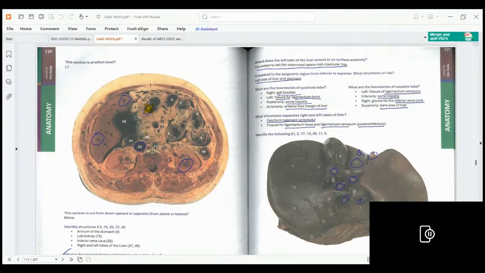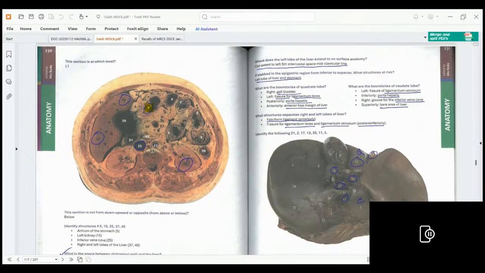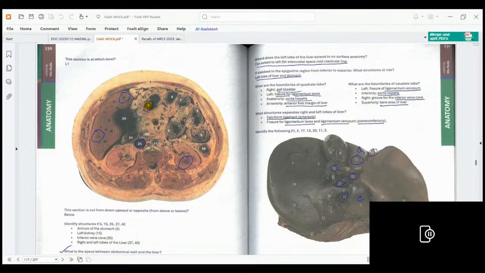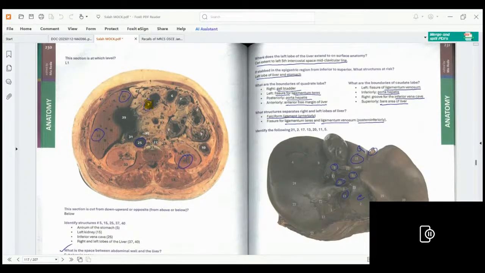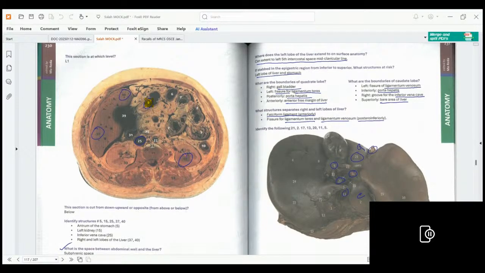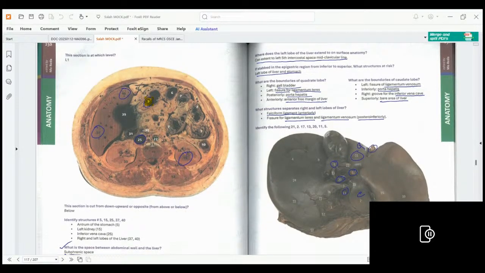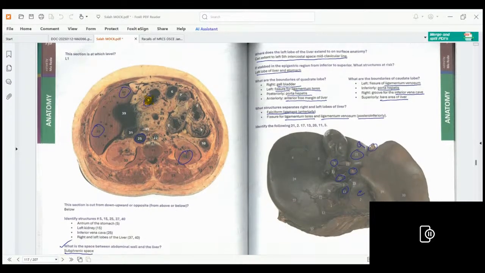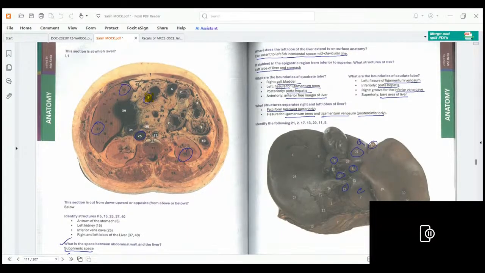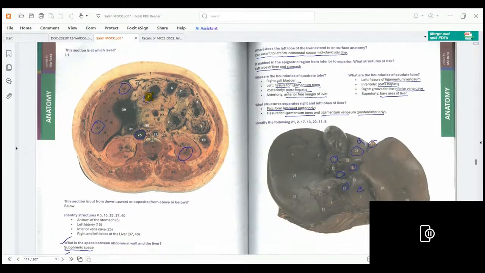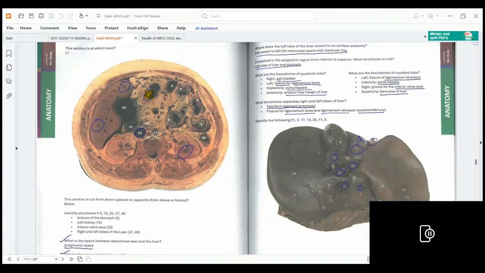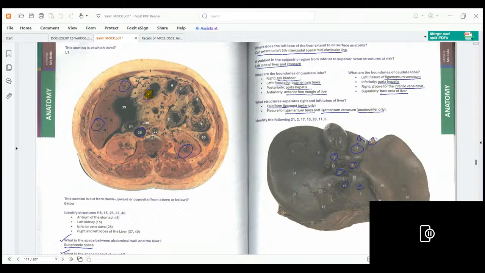And now the caudate lobe. Caudate lobe: in the left, again L for L, ligamentum venosum. In the right, inferior vena cava, groove for the inferior vena cava. Inferiorly, porta hepatis, and superiorly, bare area of the liver.